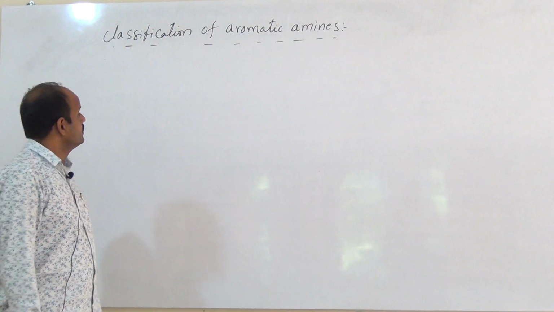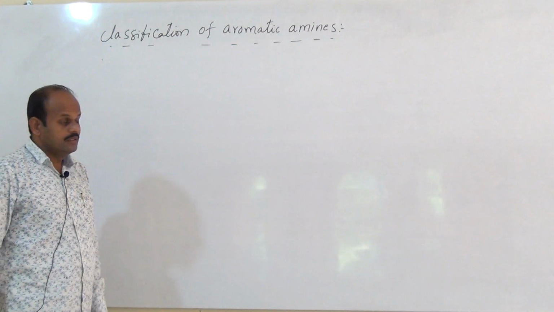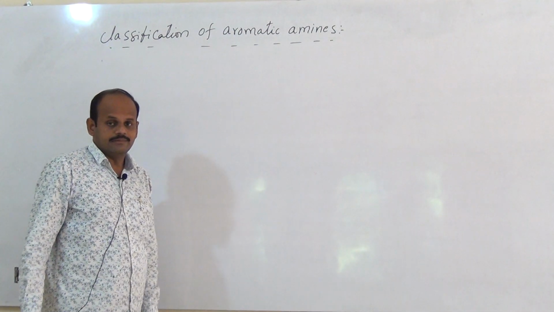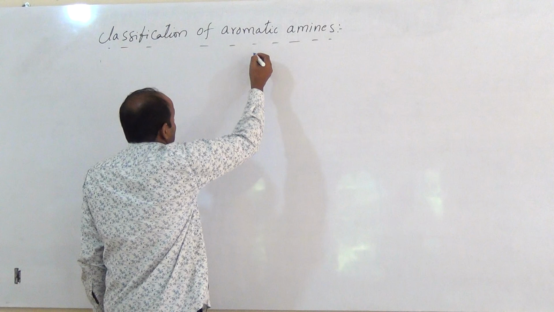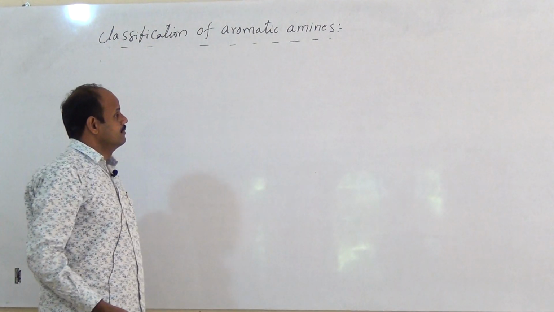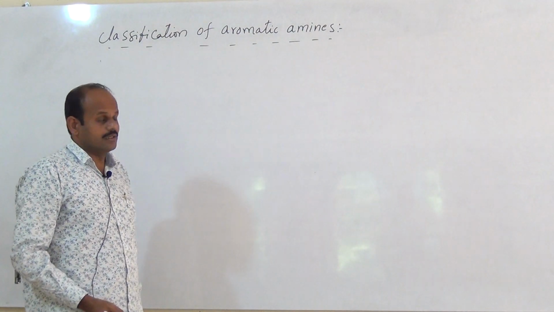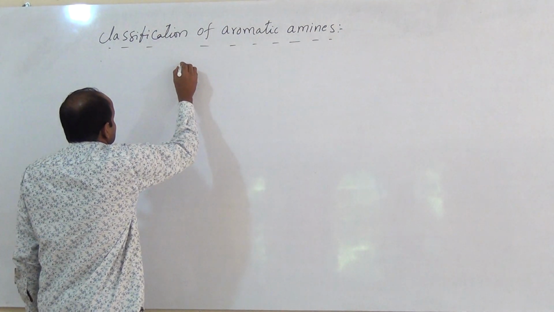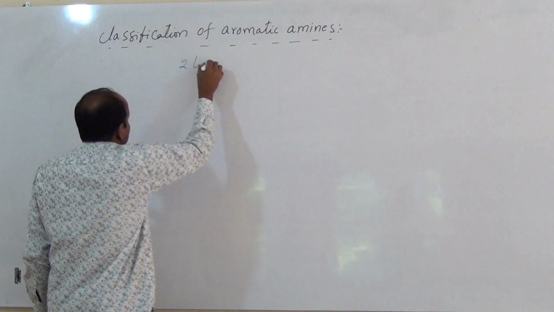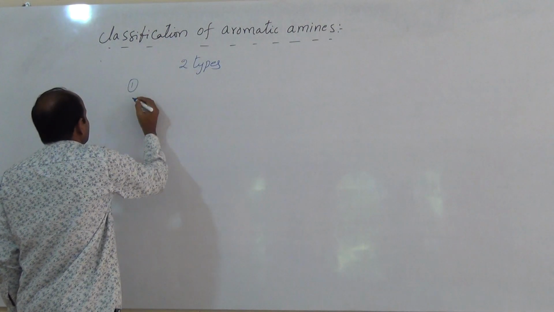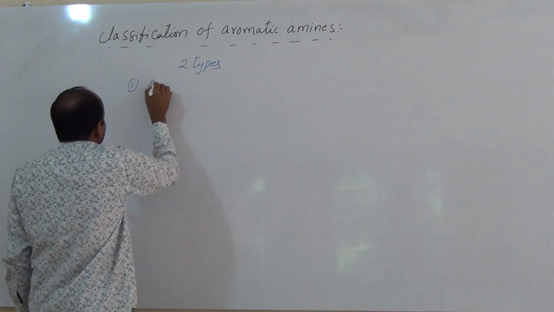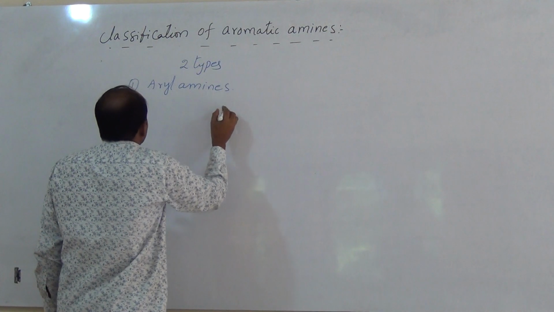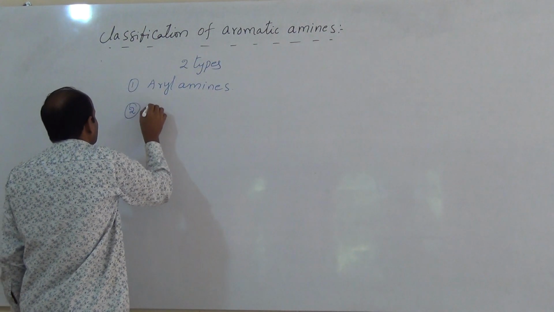Next topic is classification of aromatic amines. Here what are the aromatic amines? The amines in which nitrogen atom is directly attached to aromatic benzene ring or side chain of the aromatic ring are called aromatic amines. Again, these aromatic amines are classified into two types. They are, first one is aryl amines and second one is aralkyl amines.